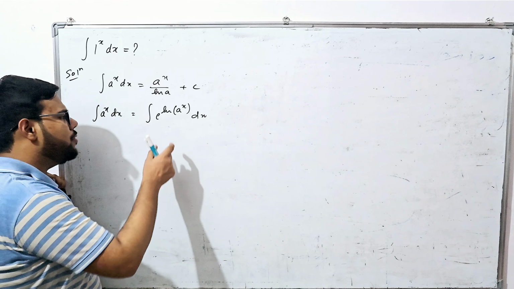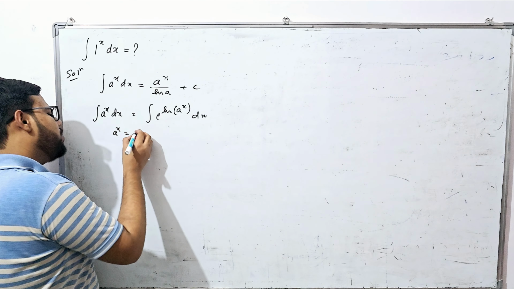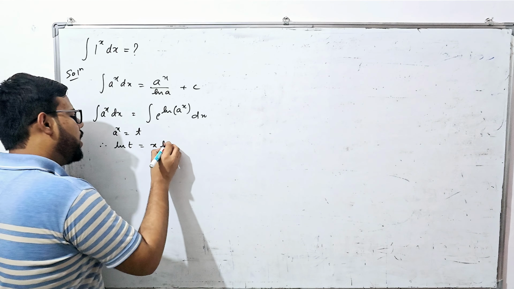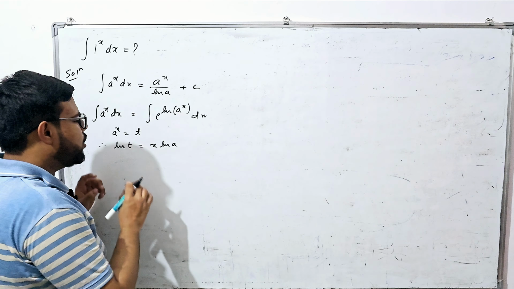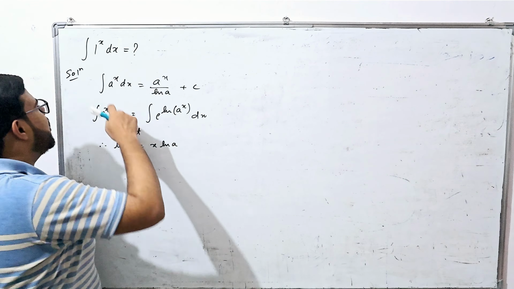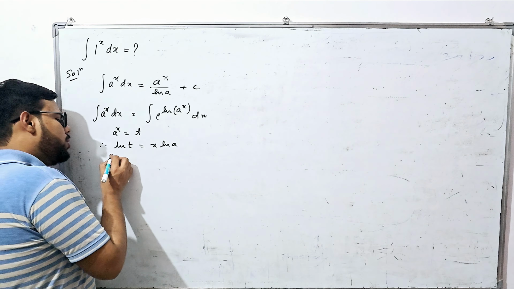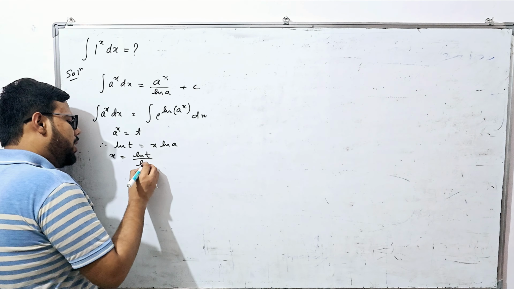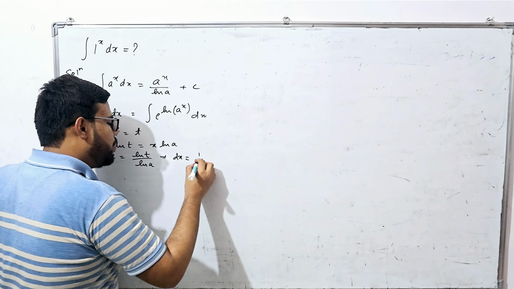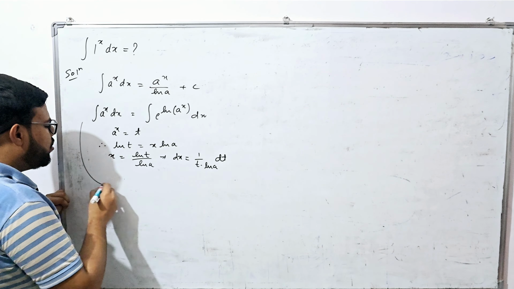Or there's another method. If you don't want to apply this, you can just assume that a to the power x is equal to t. Hence ln of t is equal to x into ln of a. Of course there should be a mod, but we have assumed that a is positive, so we don't need to worry about it. So from this we get x is equal to ln t by ln a, which means that dx is equal to 1 upon t into ln a dt, correct? Fine, okay.